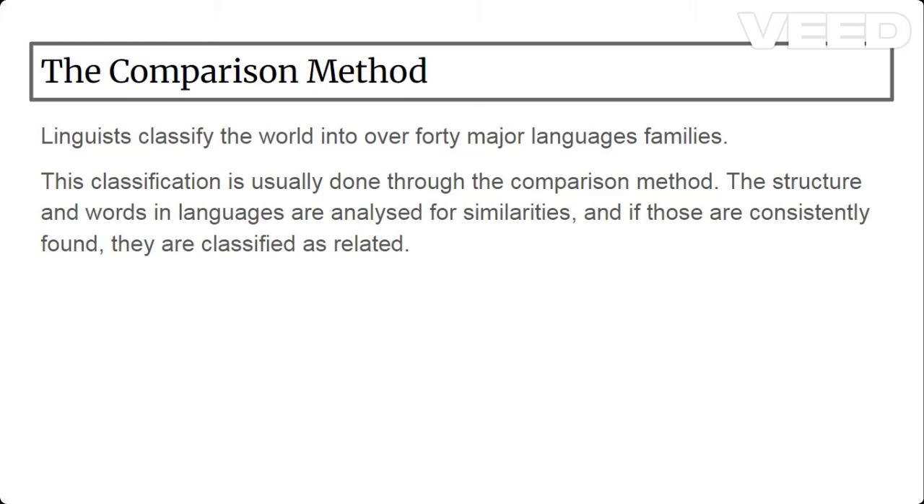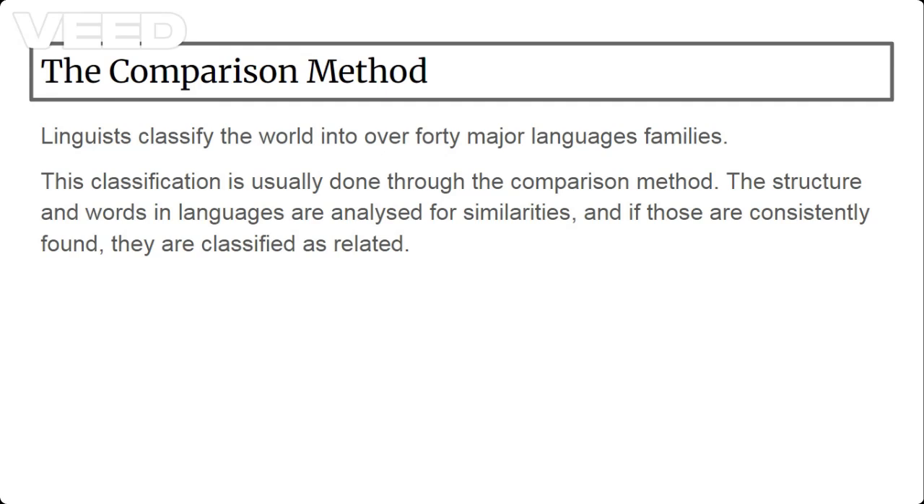Now, since all of you are watching a linguistics video, I doubt I need to explain to you what the comparison method is. But since there might be some new viewers here, I might as well do it anyways. Basically, linguists classify the world into over 40 major language families.